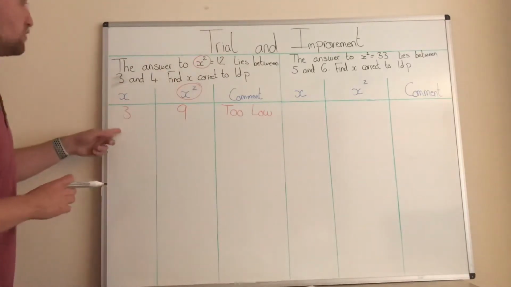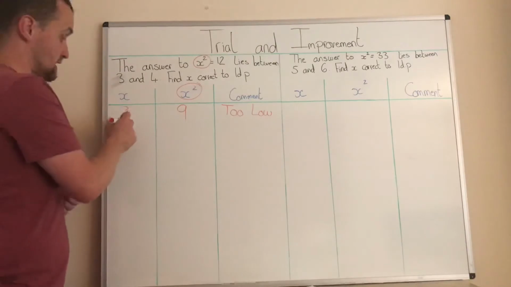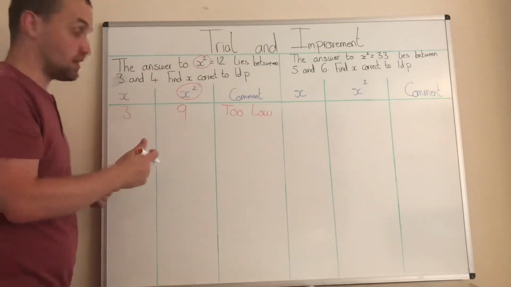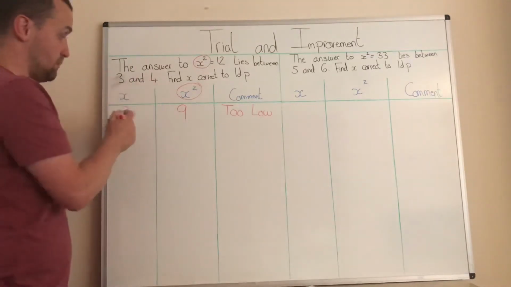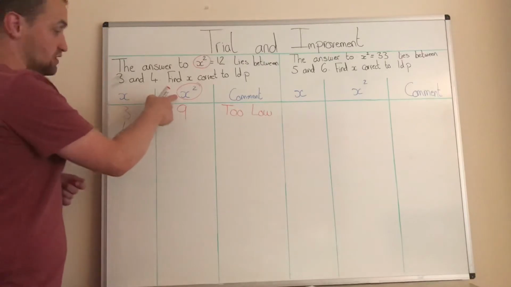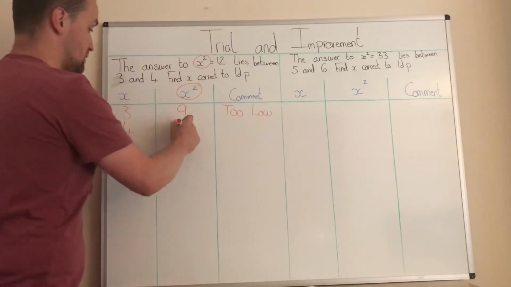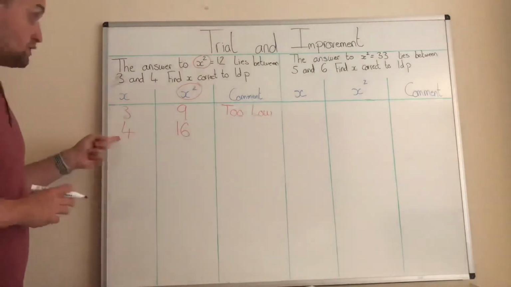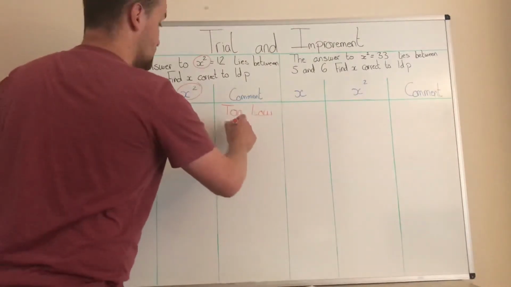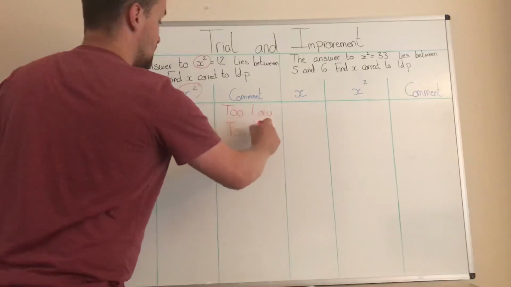So we've done our lower boundary. The next one we need to do is our upper boundary. Now our upper boundary is the highest possible number it could be. The highest possible number it could be is 4. So if x is 4, x squared must be 16. 4 squared, 16. And our comment this time would be too high.